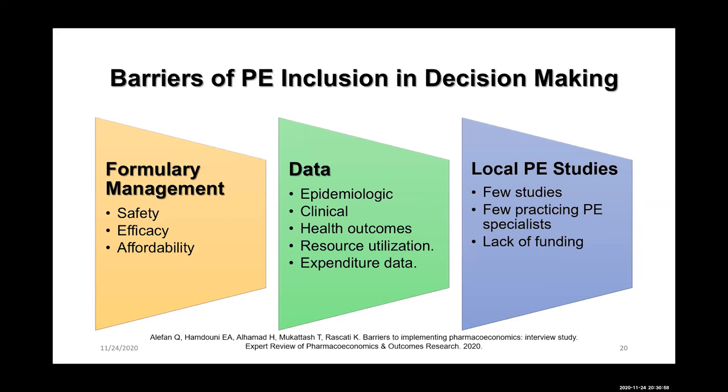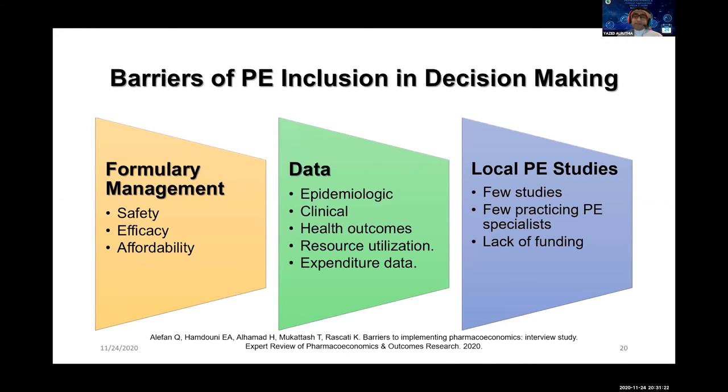So there was a study published by a group of researchers in Jordan, and they identified three important themes. First, the formulary management, and how medication formulary is managed in Jordan, something very similar to here in Saudi Arabia. They mainly look at safety and efficacy and a little bit about the affordability.